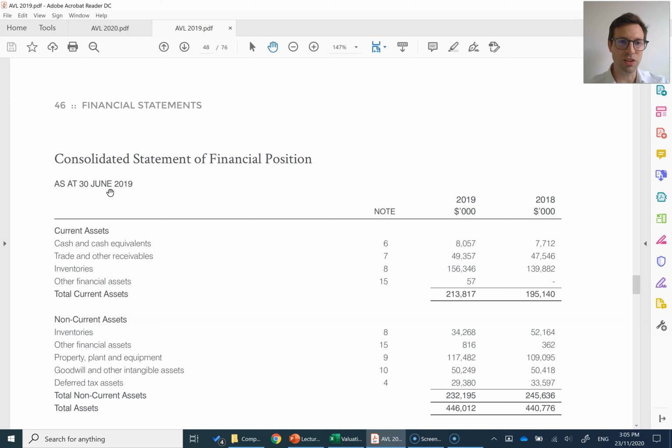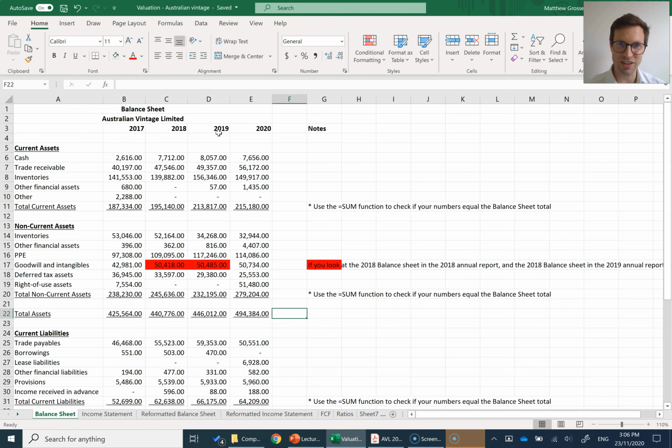So here I've got the June 2019 cash and cash equivalents, 8,057. In 2019, I've entered the cash as 8,057. So the first step of the process is getting the data from the financial statements into Excel.